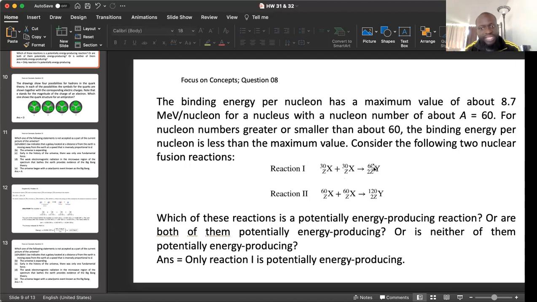So since anything less than 60 cannot have this maximum value, when I sum this together for reaction 1, I cannot have 60. I cannot have the maximum value because these initial ones are less than 60. So these ones need to produce energy to add to their initial values to produce this 60. So reaction 1 is the answer, the one that will potentially be energy producing. These ones already have the maximum value, so when they combine together, they can just give the 120 for sure. But anything less than that or more than that will need a potentially energy producing reaction.